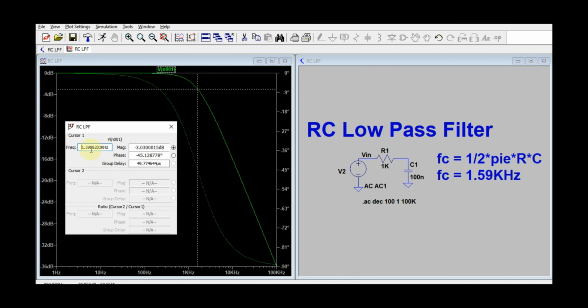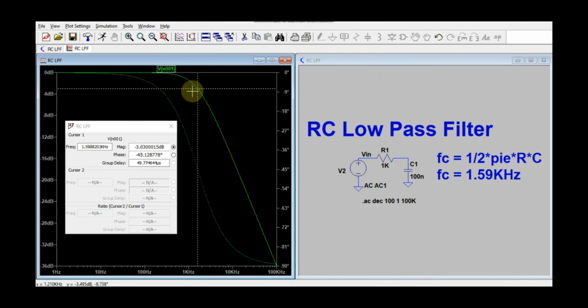So in the simulation you can see that at the frequency 1.59 kilohertz, the magnitude is minus 3 dB. Here is a cursor and you can see the magnitude is minus 3 dB. That means your output starts decaying now, and at this point your output is 70.7% of the input. Okay, so you can see at this point your output is minus 3 dB at the corner frequency of 1.59 kilohertz.